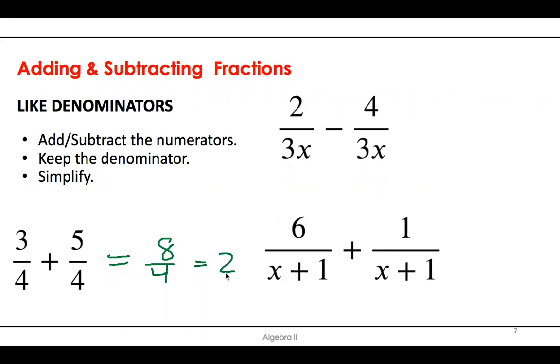All right. Next, now this one is a subtraction problem. So 2 minus 4 is negative 2. And then we're going to keep the denominator since they are both 3x. And you can write how I have it, negative 2 over 3x, or you can write 2 over 3x with the negative in the middle. That's going to be the same thing.